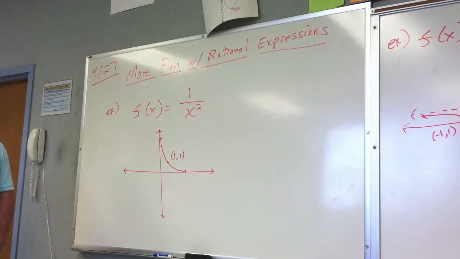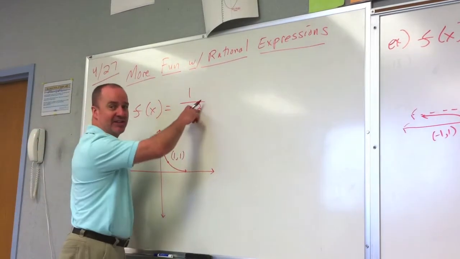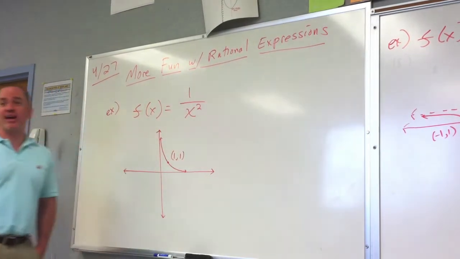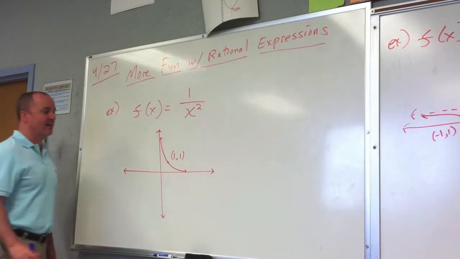Because it's exponential? Well, it's not really technically exponential. Exponential is when the variable is in the exponent spot, but it's quadratic on the bottom. Right. Is one way to look at it.